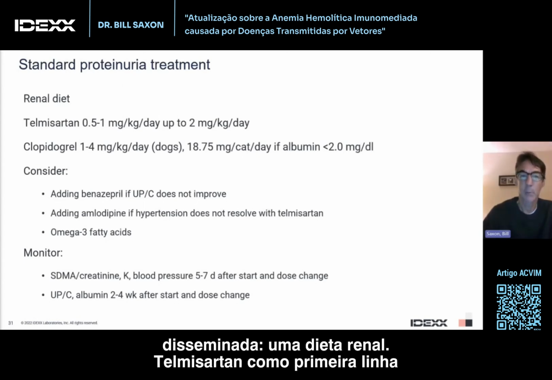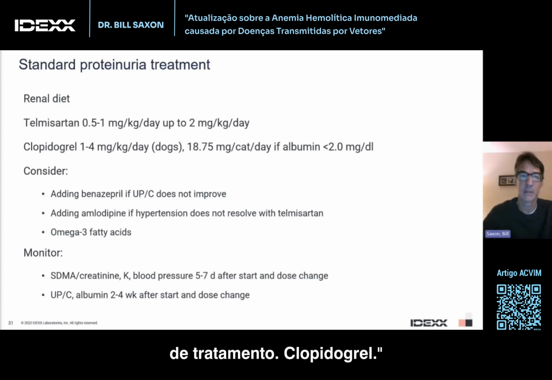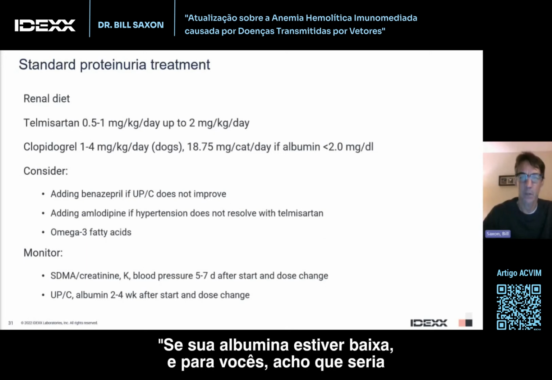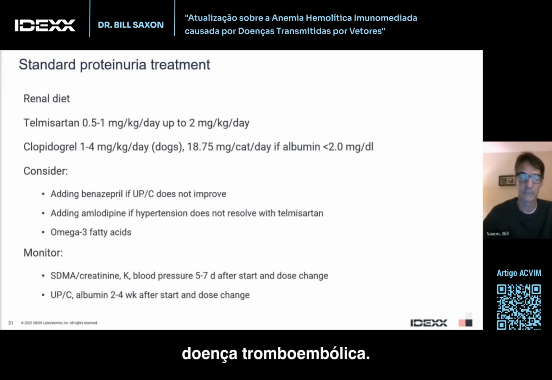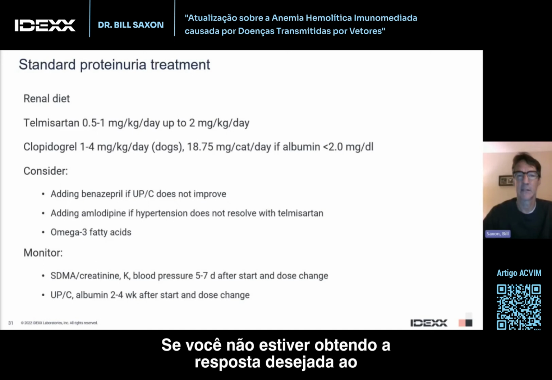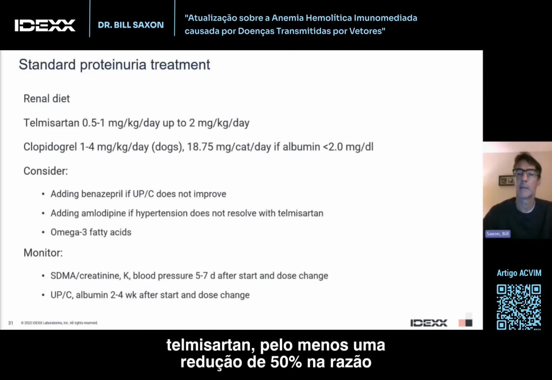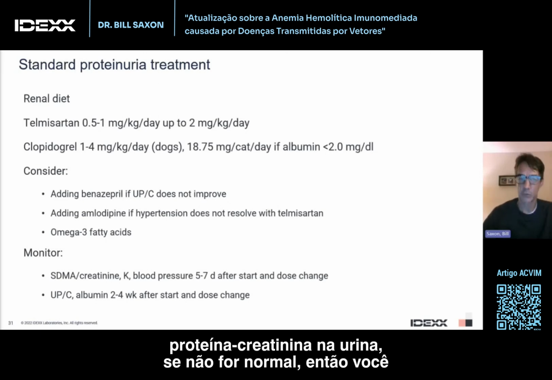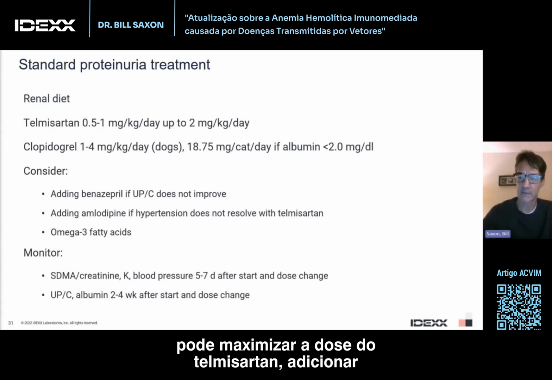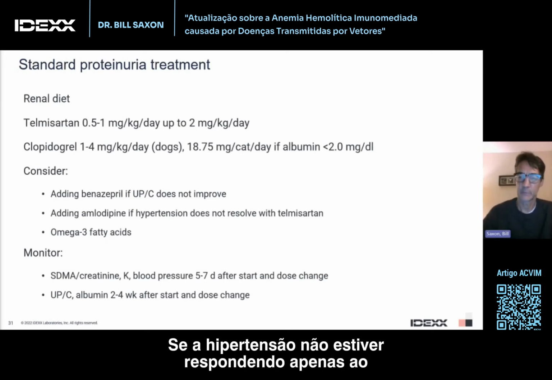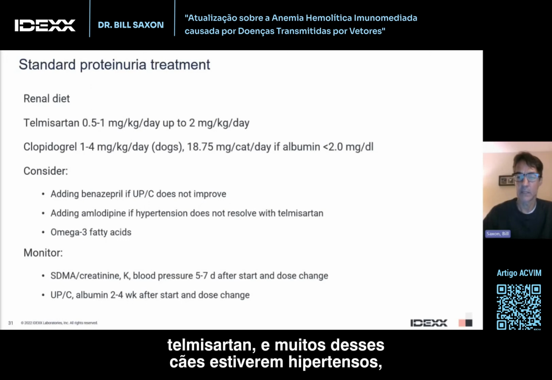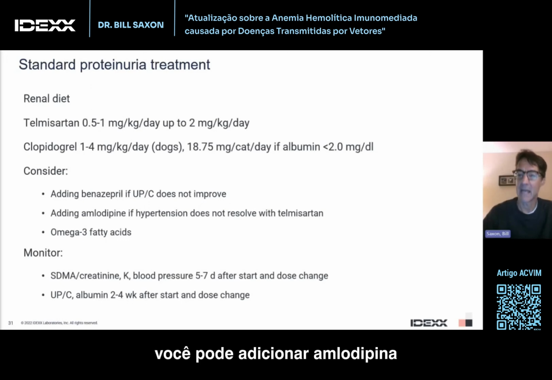A renal diet, telmisartan as first-line therapy, clopidogrel if your albumin is low, and for you guys, I think it would be less than 20, because that is a thromboembolic disease potential as well. If you're not getting a desired response to telmisartan, at least a lowering of the urine protein creatinine ratio by 50%, if not to normal, then you can maximize the telmisartan dose and add benazepril. If hypertension is not responding to telmisartan alone, and a lot of these dogs are hypertensive, you can add amlodipine.